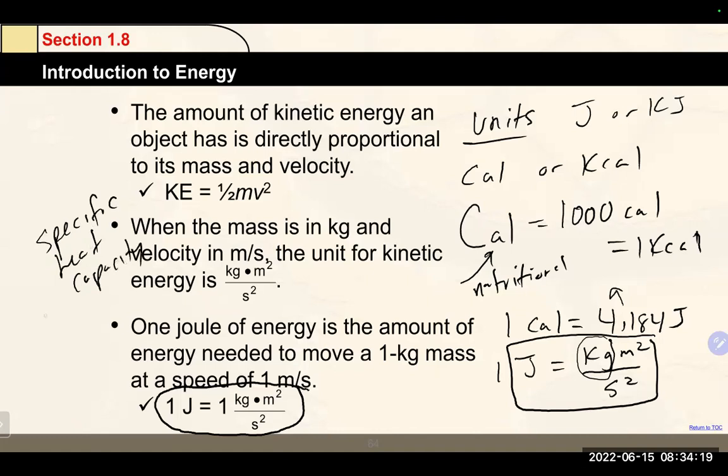Specific heat capacity has units of joules per gram per degree Celsius. This is one that's commonly used in chemistry. It's the amount of energy needed to raise 1 gram of a substance by 1 degree Celsius. For example, 4.184 is the specific heat capacity of liquid water, so it takes 4.184 joules to raise 1 gram of it by 1 degree Celsius. And a metal could be something like 0.4 or 0.2 joules per gram per degree Celsius.